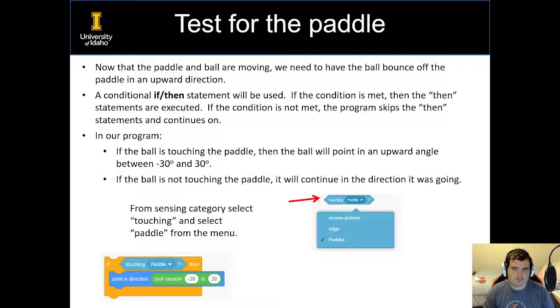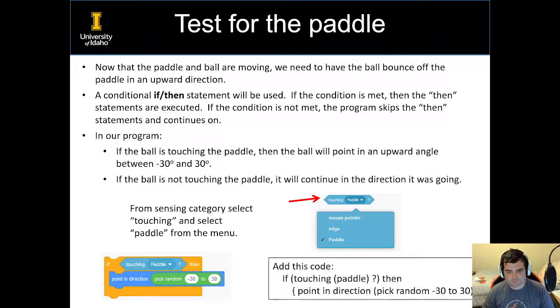To see if something's touching, we can go into sensing and find touching. There's a drop down, so it might say mouse pointer, it might say edge, it could say paddle. We want to grab the one that says paddle, and then we're going to put that inside of an if statement.